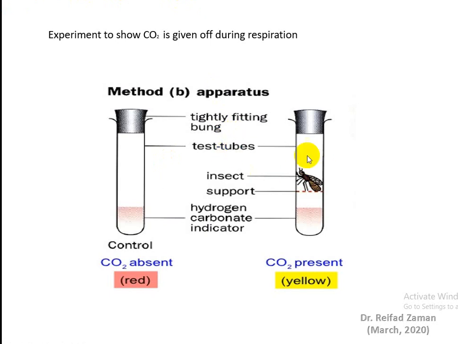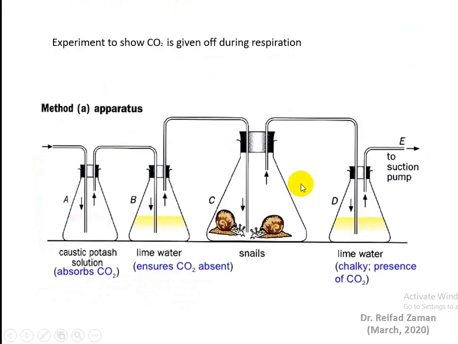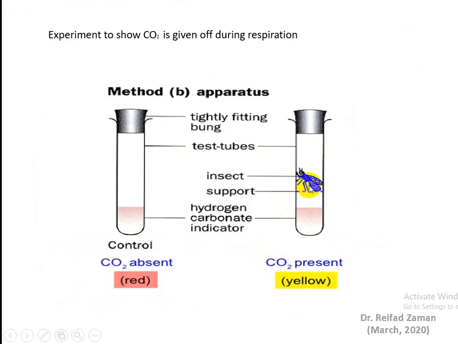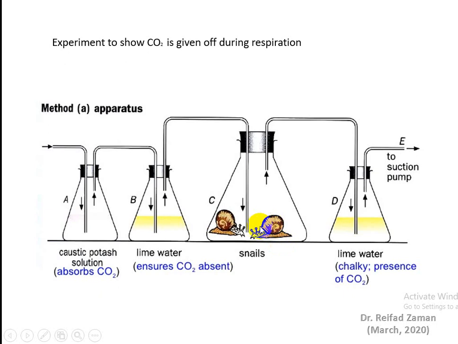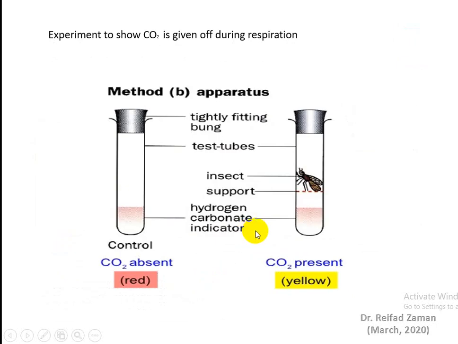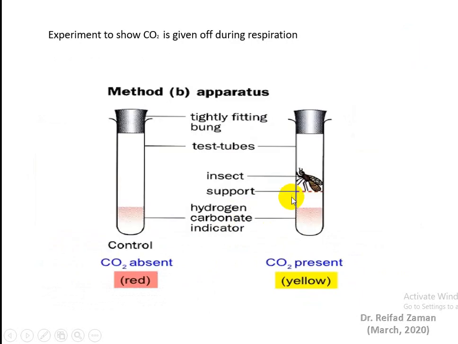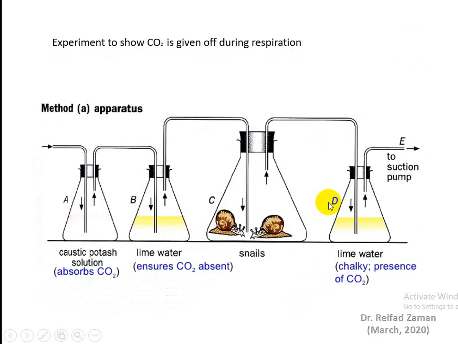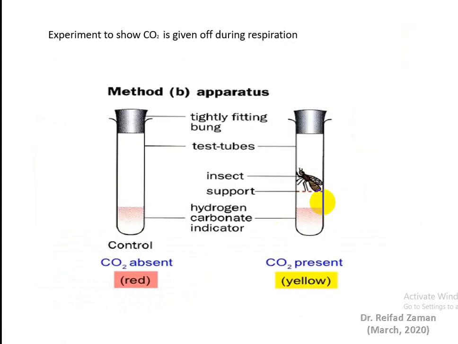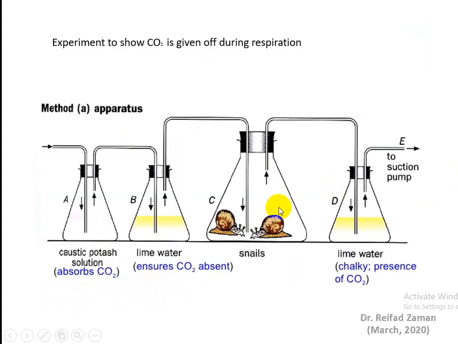Now both these experiments can be carried out by insects, by small organisms like snails or frogs, also by germinating seeds. All of them will produce the same results, but for faster results it's better to use animals like snails or insects because they have a higher rate of respiration. Plant seeds will also provide the same result, but it will take longer because respiration in plants is slower than respiration in animals.